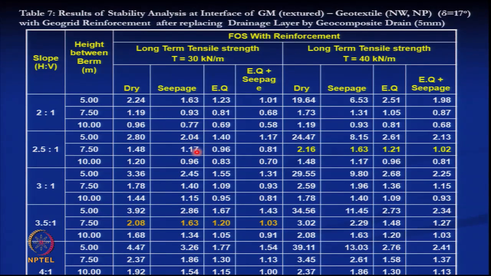But seepage is still below 1.3, right? And earthquake it doesn't work, and earthquake plus seepage doesn't work. But if I take 40 kilonewton per meter, 2.16 is more than 1.5, 1.63 is more than 1.3, 1.21 is more than 1.1, and 1.02 is more than 1. This is the rarest of the rare. This is not likely to occur. Some courts may not even ask you to do it.